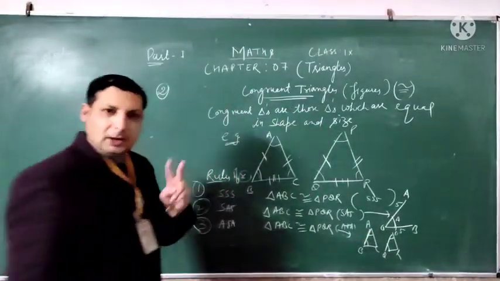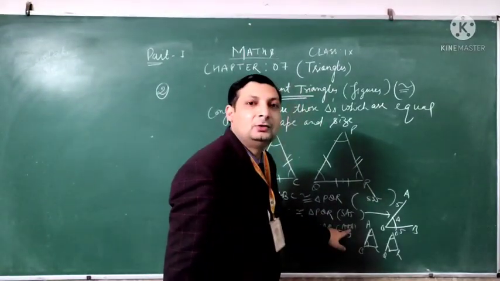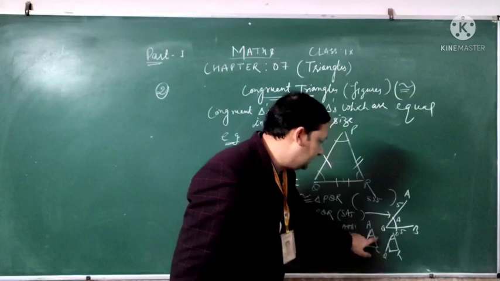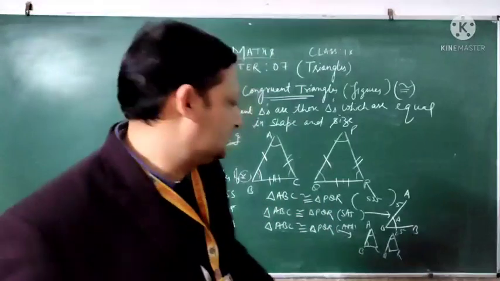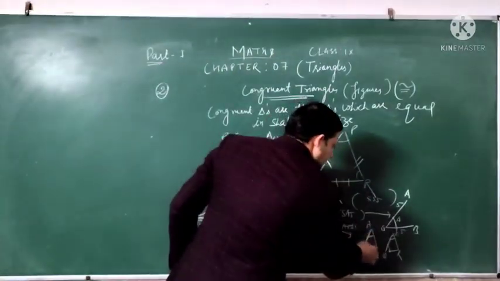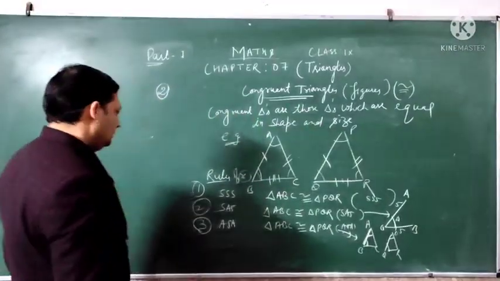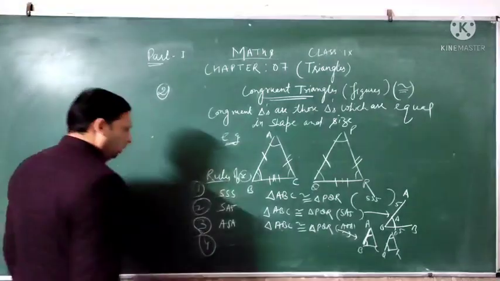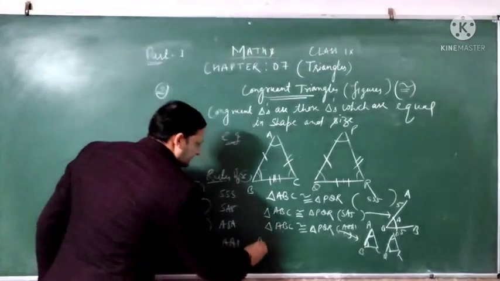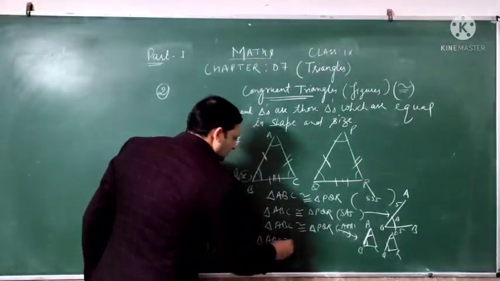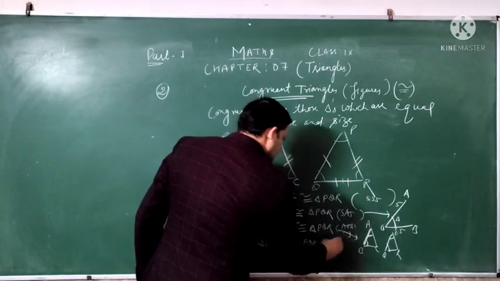Means two angle and side including side which will be found inside the two angles. We cannot take this side. We have to take side which will come inside the two angles. इन दो एंगल्स के इंक्लूडिंग साइड जो है वो ये वाली काउंट होगी. That is called ASA rule. Fourth rule, angle angle side. We can say that triangle ABC congruent triangle PQR by AAS.